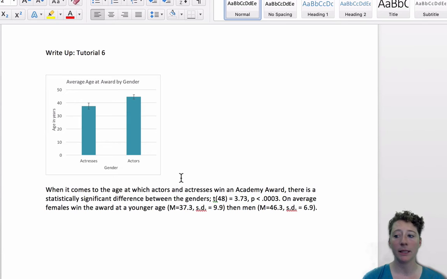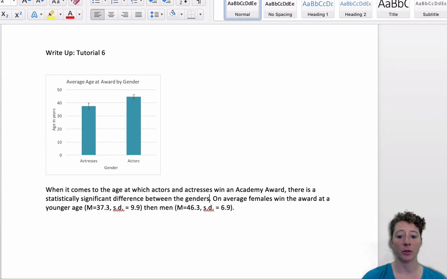Without the results of a statistical test, you cannot use the word significant in your write-ups. That is a code word for researchers that you have done those calculations. So if you use the word significant, you must include the results of a significance test. So let's pretend that I haven't done the t-test and I don't know whether or not it's significant. Without those results, I must take out this statistically significant part.